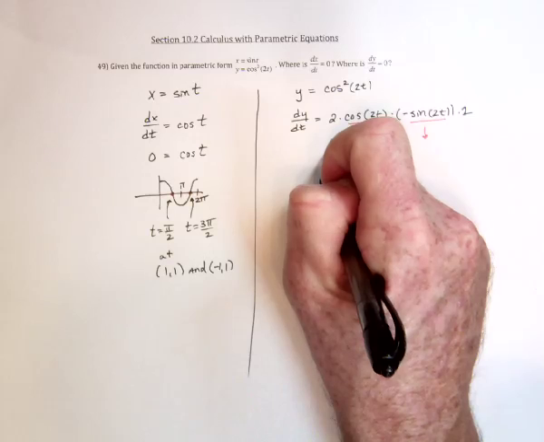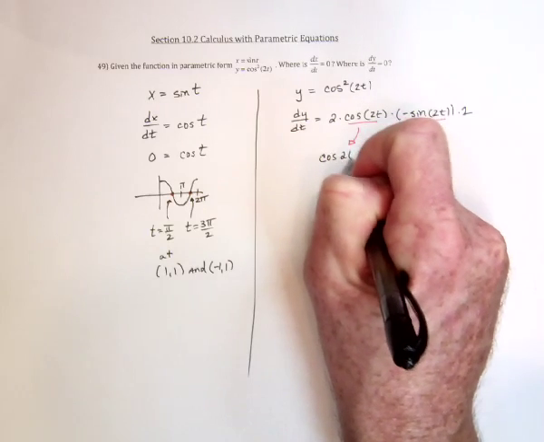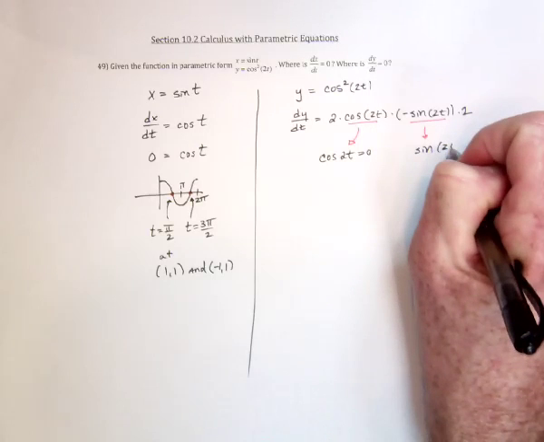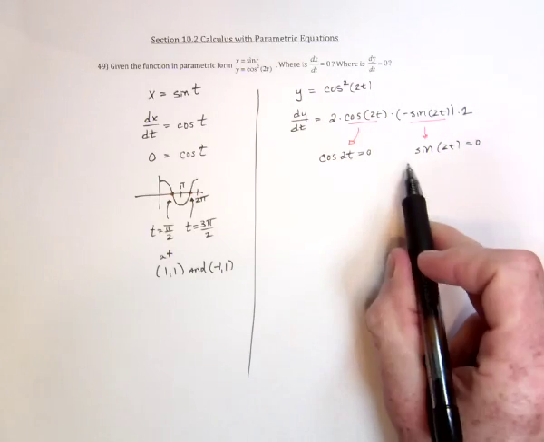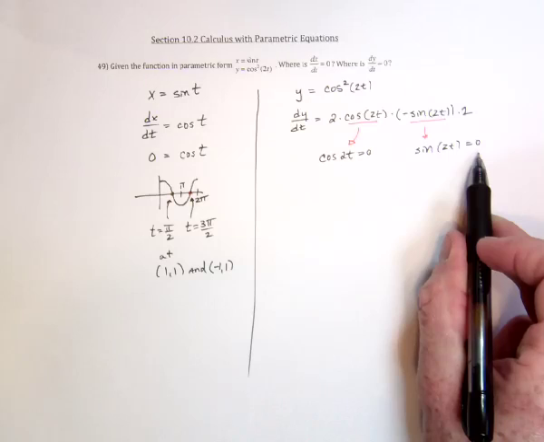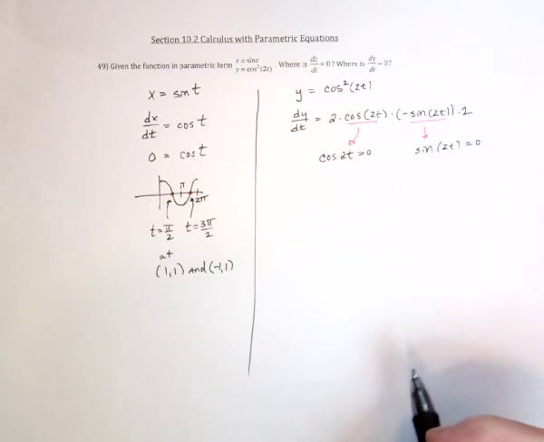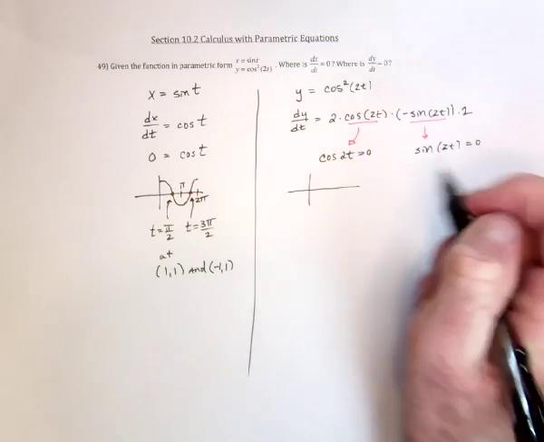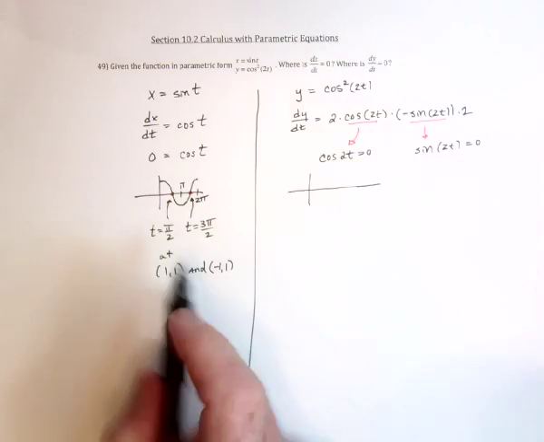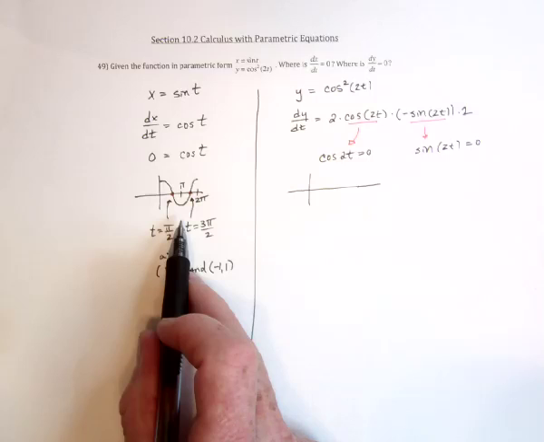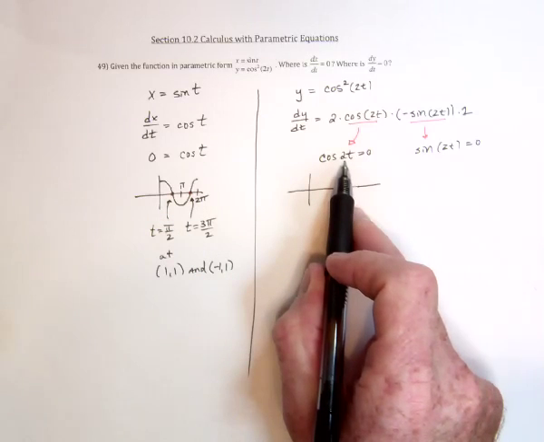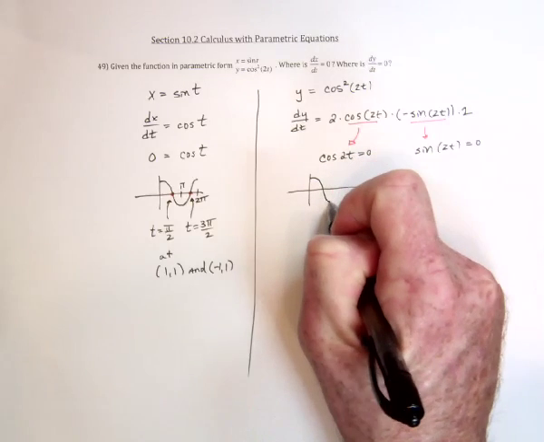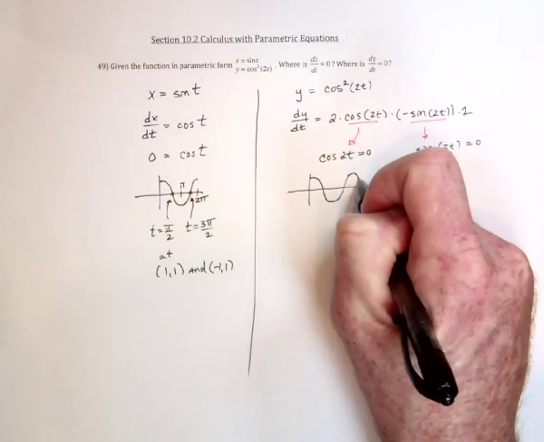So cosine of 2t equals 0. And when does sine of 2t equal 0? Of course, you would have a negative, but you could multiply both sides by negative and it disappears. So then this one is the cosine graph again. The only thing is, this one we got 2 answers. Since this has 2t, we should get 4 answers.